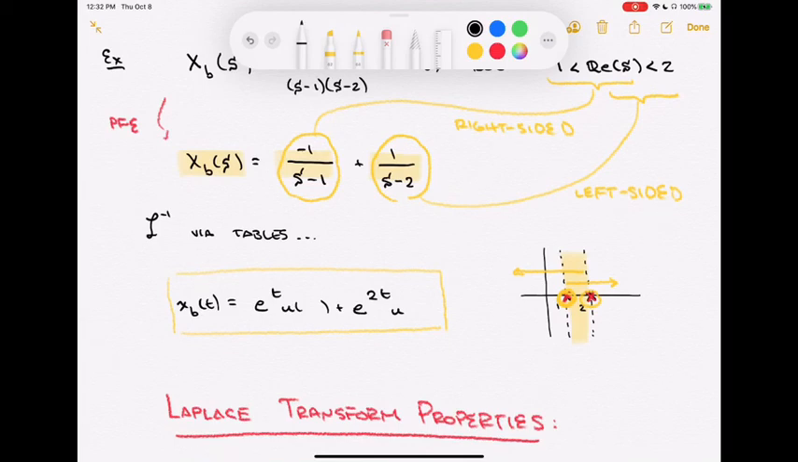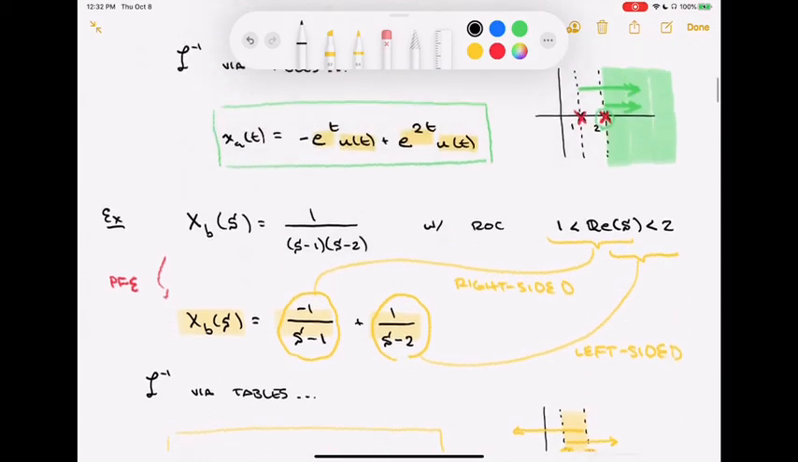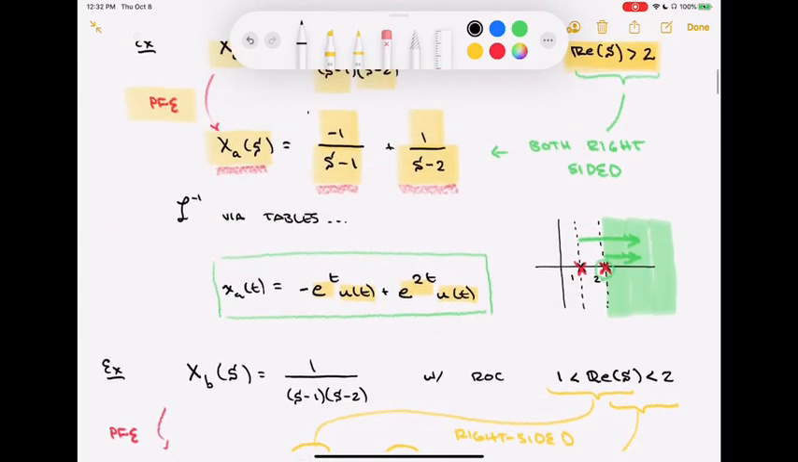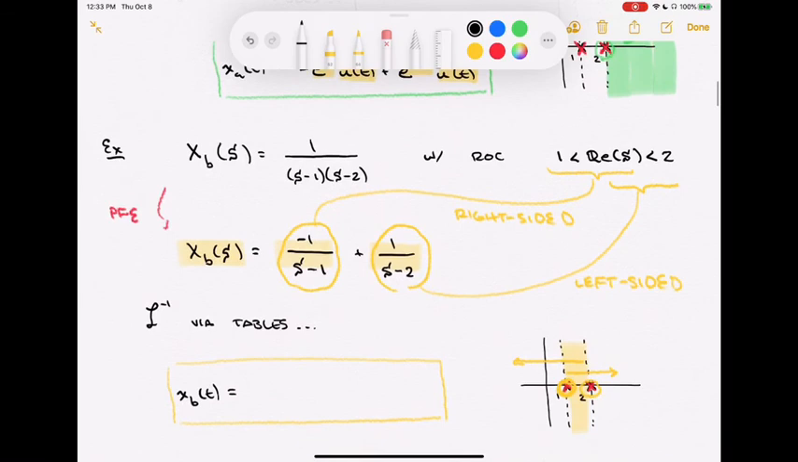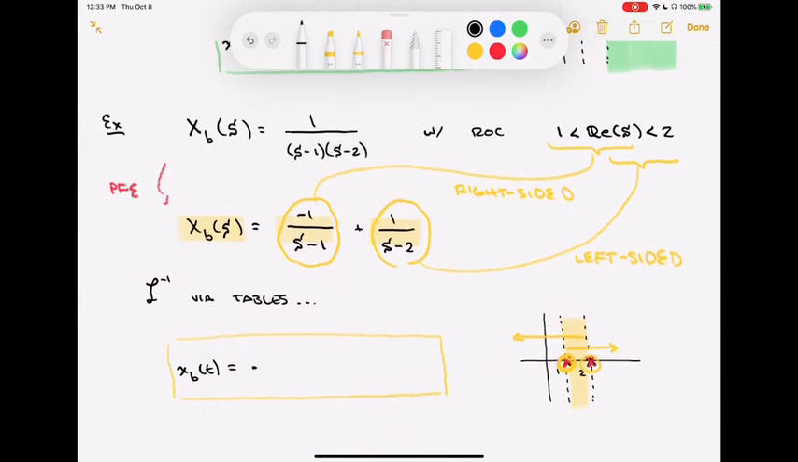So the first one in here, in fact, let's just erase that whole thing and just do it as we go along. The first one is a right-sided term. And we know that right-sided term is going to be just like what we had before. We had already computed out what a minus 1 over S minus 1 does when it was a right-sided term. That was this piece right in here. So I can just copy that right down, right? I'm going to get, in this case, a minus e to the minus t u of t, something along those lines. The other one, though, is a 1 over S minus 2, and it's left-sided.